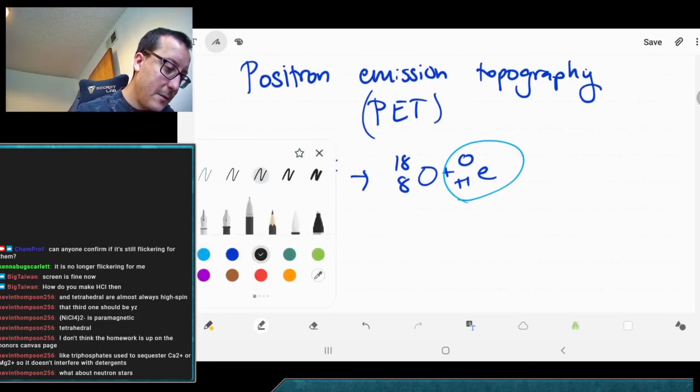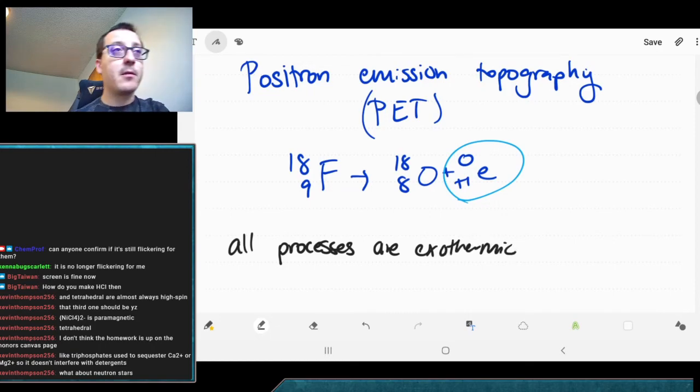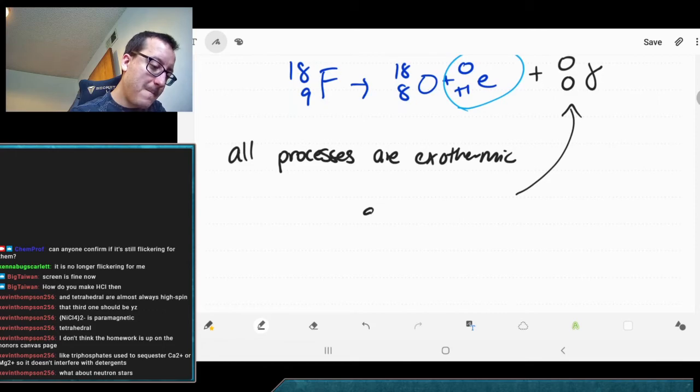Oftentimes, all of these processes, by the way, are exothermic. We typically do not write the energy because they're all exothermic, it's all the same. But sometimes you'll see it written with a gamma as well. This is a gamma particle or gamma ray.